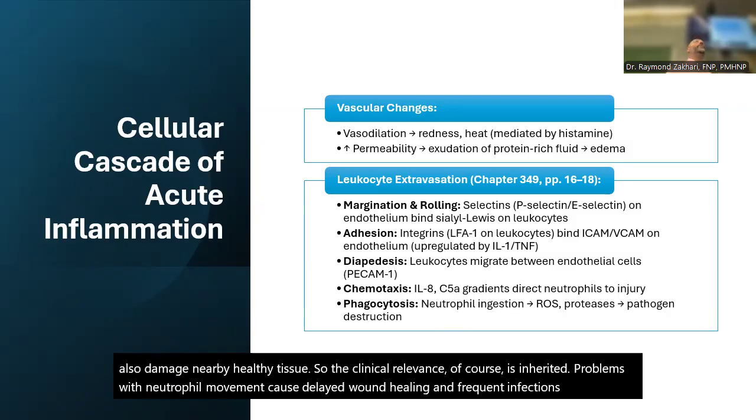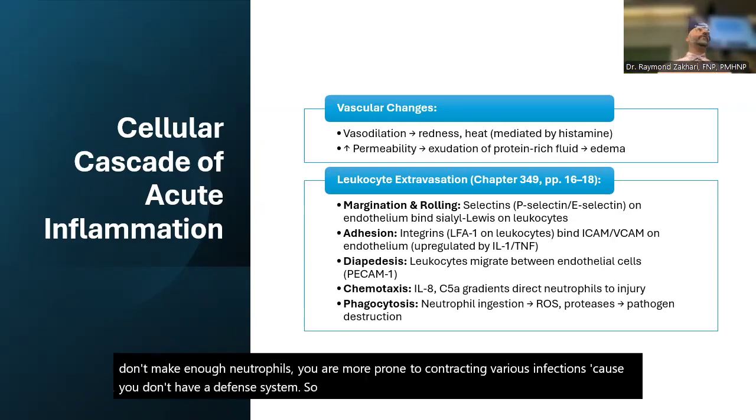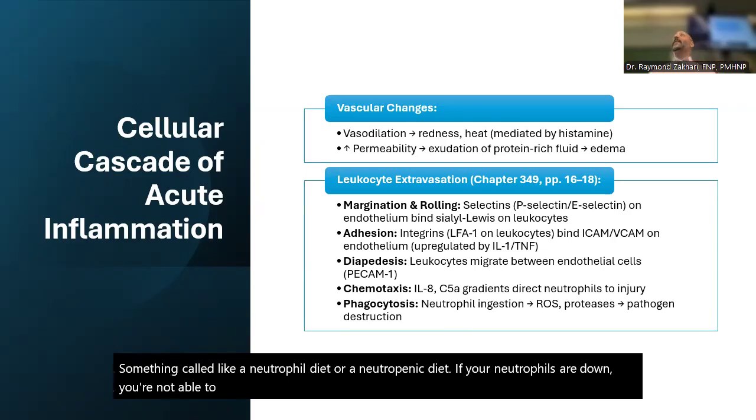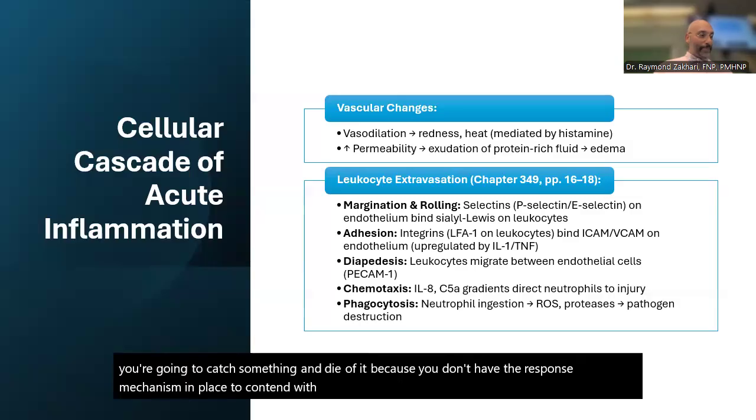So if you don't make enough neutrophils, you are more prone to contracting various infections because you don't have a defense system. So we used to put you on something called a neutropenic diet. If your neutrophils are down, you're not able to mount a response. We don't want you exposed to all of creation because you're going to catch something and die of it because you don't have the response mechanism in place to contend with it.